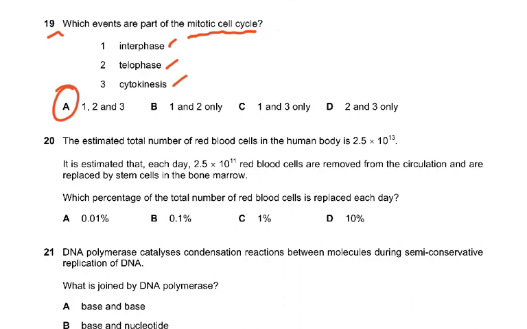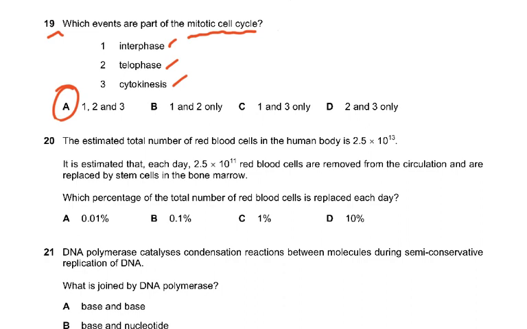Because mitotic cell cycle is the whole thing. Mitosis is only prophase, metaphase, anaphase, and telophase. But the whole thing is interphase, then prophase, metaphase, anaphase, and telophase, and then cytokinesis. So that is why the mitotic cell cycle by itself is the whole thing. I know it's not a very fair question. I don't like it either. I totally agree with you.